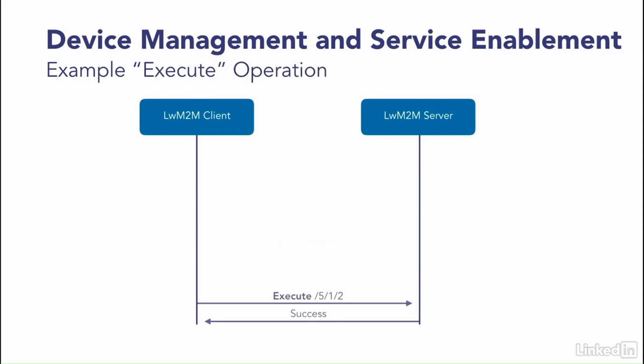The execute operation is used by the lightweight M2M server to initiate some actions on an individual resource /5/1/2, i.e. the update resource of the firmware update object. In addition, there are discover and delete operations, which are used to discover the attributes attached to an object, object instances, and resources, and to delete an object instance in the LwM2M client.